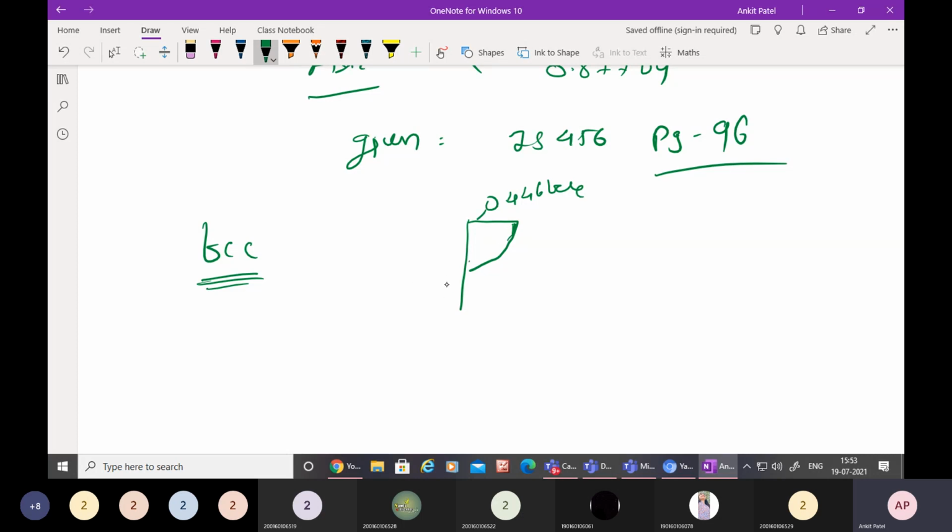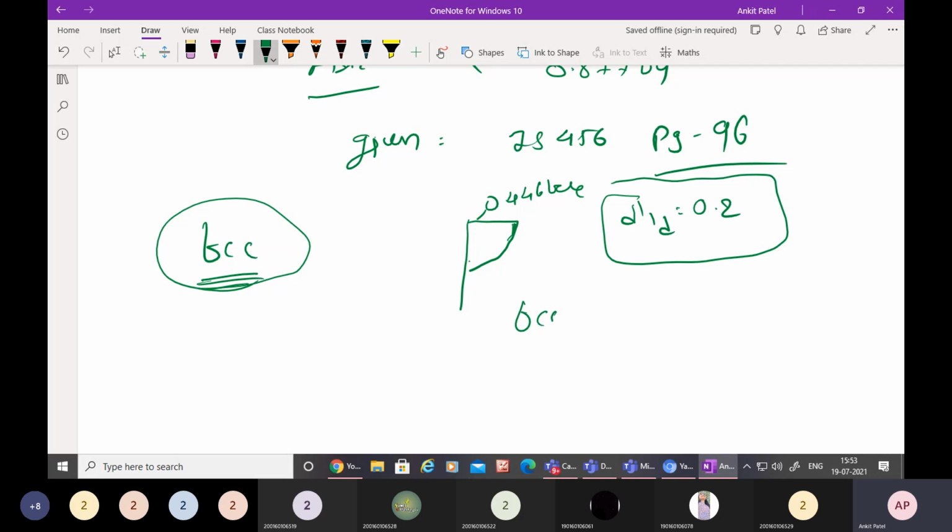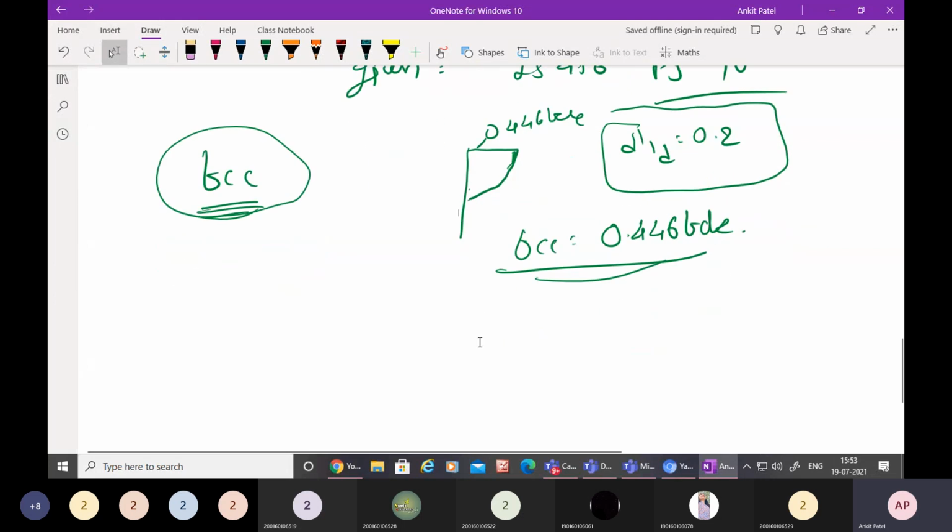Clear? So either you can neglect this, don't worry, you can neglect it. In any case, you can neglect it, but up to d dash by d of 0.2, you can take FCC equal to 0.446 FCK. Then it is going to decrease, and again at this location it is going to be 0. That's why if you want to neglect it, then it is fine. Now you know the value of FCC.